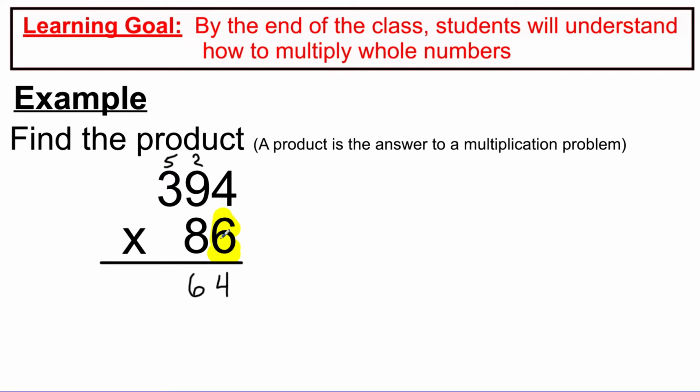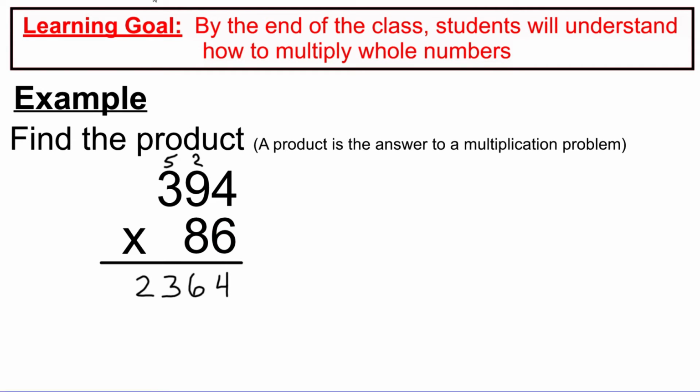And then I'm going to do the same thing again. 6 times 3 is 18. 18 plus 5 more is 23, and since I'm at the end of the number, I can just write the 23. So 6 times this whole big number, 394, is 2,364. Good, done. Now here's where it gets a little bit trickier.